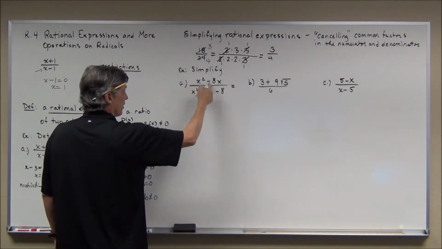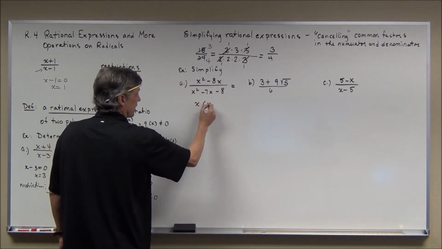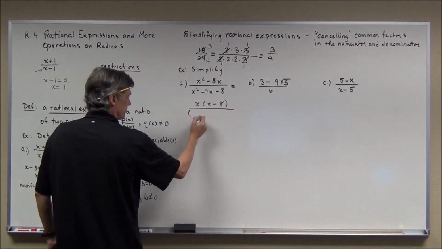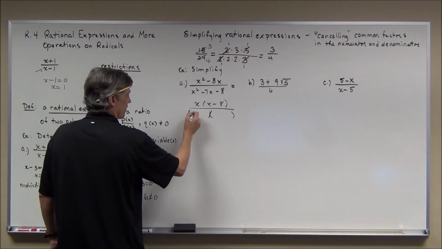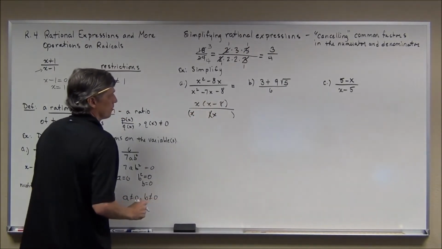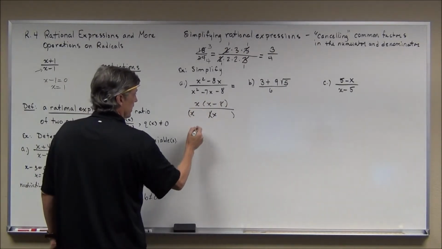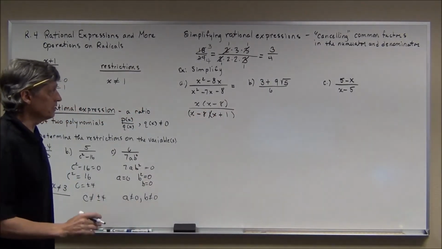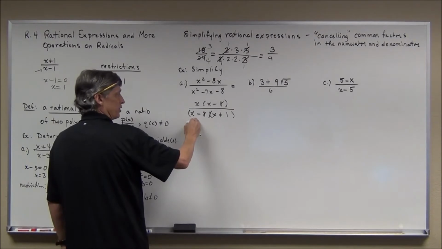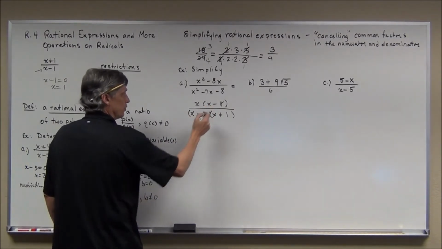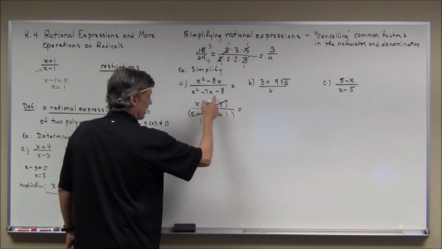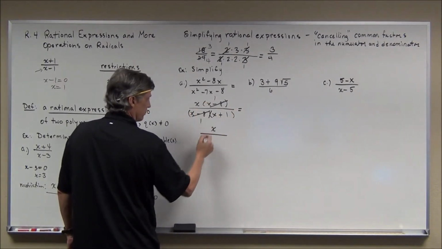The GCF up here is x, so I can write the numerator as x times the quantity x minus 8. Down here, I would kind of do a reverse FOIL here with an x and an x. I'd need two numbers whose product is negative 8, whose sum is negative 7. I'm thinking negative 8 and positive 1. Well, now I can see that the x minus 8 factor in the denominator and the x minus 8 factor in the numerator will cancel out and simplify. And so I end up with x times 1, which is x, all over 1 times x plus 1, which is x plus 1.